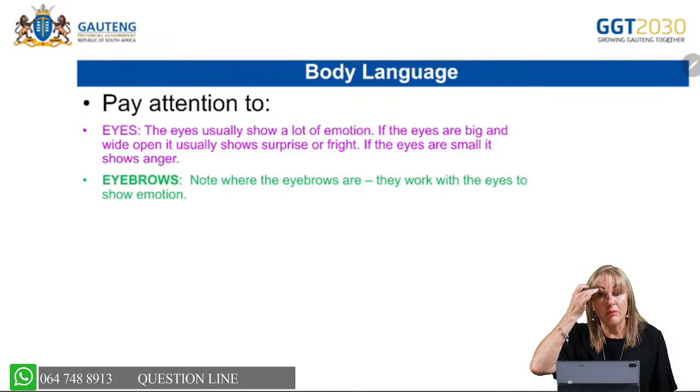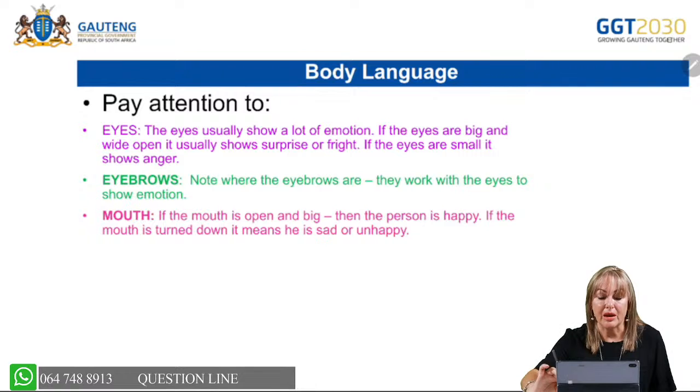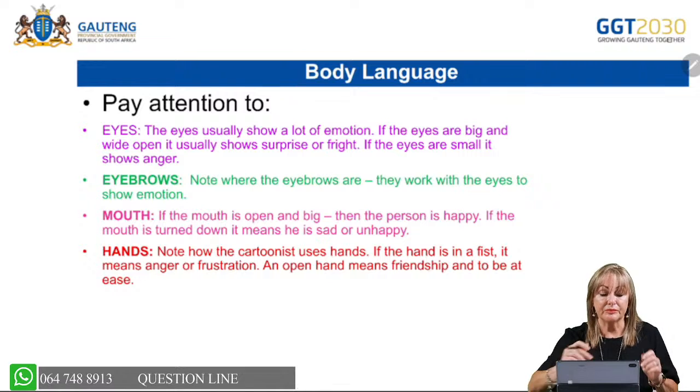Eyebrows, note where the eyebrows are. If they are lifted, it's surprise, frown, then you are angry. And they work with the eyes. The mouth. The mouth is big and open. A smile, that's happiness. If the mouth is turned down, it will mean the person is sad or unhappy. If it's wide open, it could be a shout, depending on the message in the cartoon.